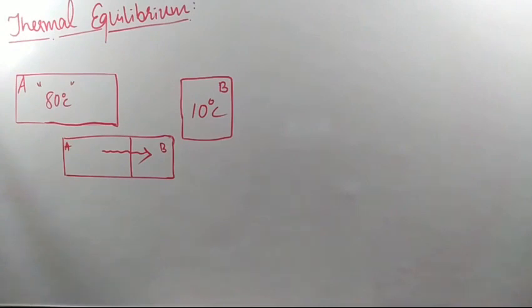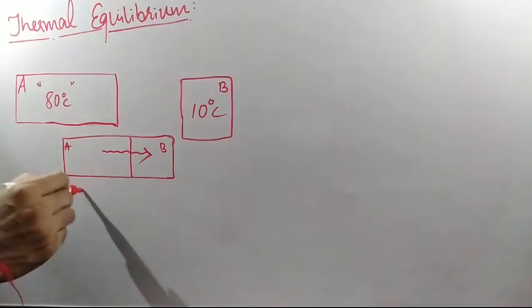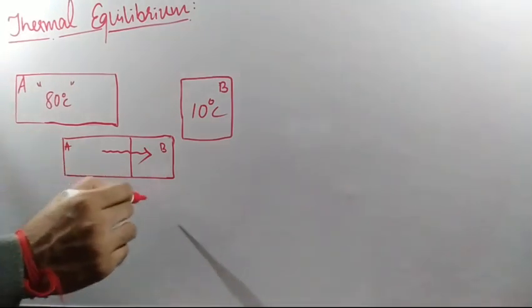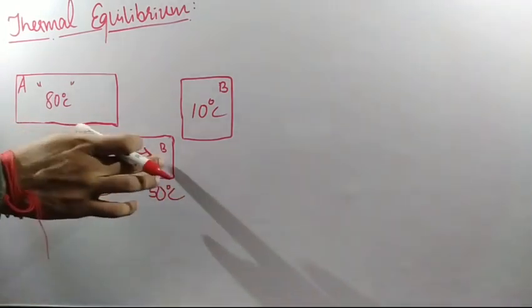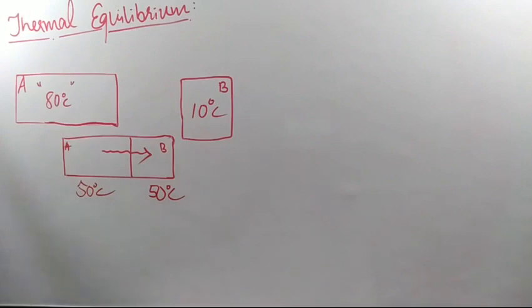Till that point, heat will flow from system A to system B. Let us assume system A is now reading 50 degrees Celsius and system B is also reading 50 degrees Celsius. Now these two systems, these two objects, are said to be in thermal equilibrium.